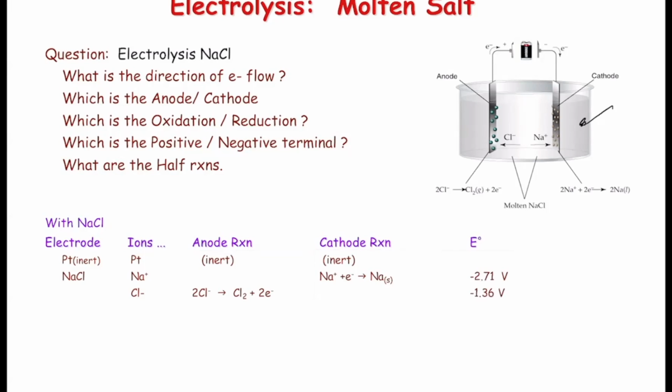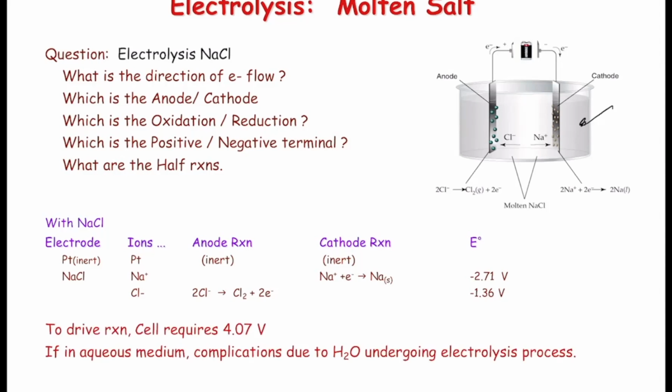What are those potentials? Sodium, if you look at the standard reduction potential, is -2.71. That's the reduction potential. If you look at the oxidation potential for the chlorine, that's -1.36. So the question is, what is the energy required to drive this reaction? There's an oxidation, there's a reduction. So all you've got to do is add these two potentials, and you're going to need a battery with 4.07 volts minimum, if everything was correct, to drive this electrolysis process. That's the amount of energy in order to generate chlorine gas on one end and sodium metal on the other.